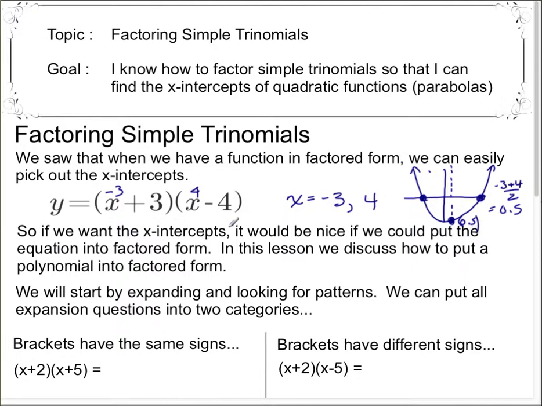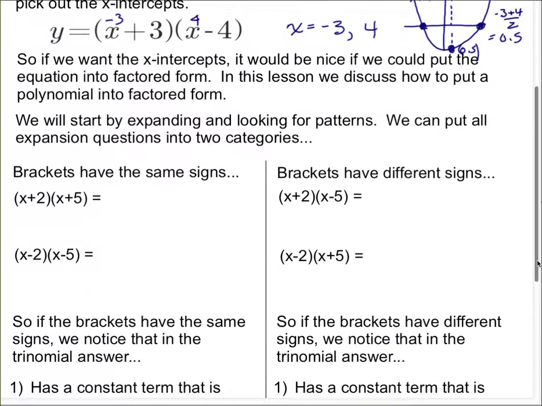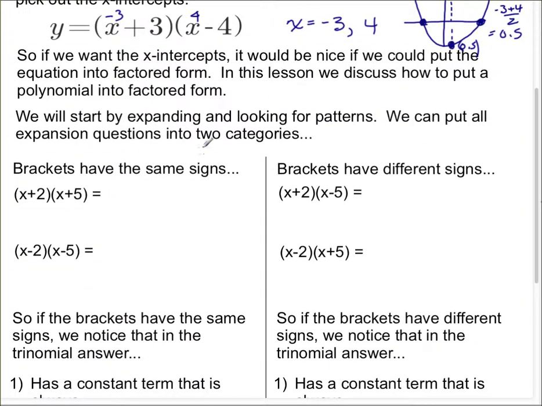So if we want the x-intercepts, we need to be able to put this equation into factored form. So we're going to take a look. First of all, we're going to look back at expanding very quickly and look for patterns, to see if we can find a way of taking our answer down here and putting it back into the question form. I've divided this into two categories, where the brackets that we're expanding have the same sign. Now remember, I'm starting with expanding because we're looking for patterns.